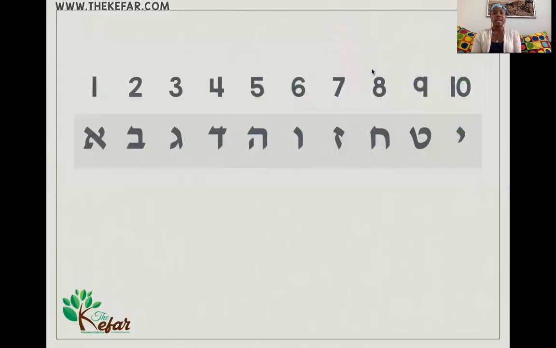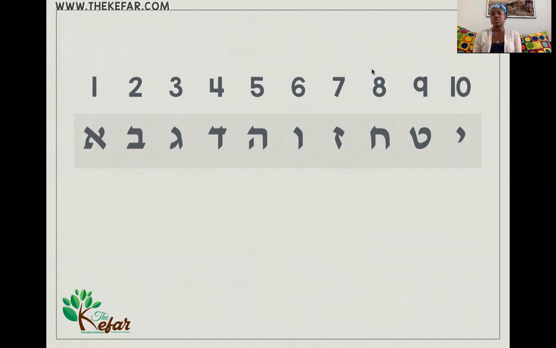All right, so 1 through 10, pretty easy to remember. It's just the first 10 letters of the Aleph Bet, and we're not counting Bet and Vet as separate letters. Here it's just as 1. Okay, so Aleph has a numerical value of 1. Bet is 2, Gimel is 3, Dalet is 4, Hey is 5, Vav is 6, Zayin is 7, Chet is 8, Tet is 9, and Yod is 10.